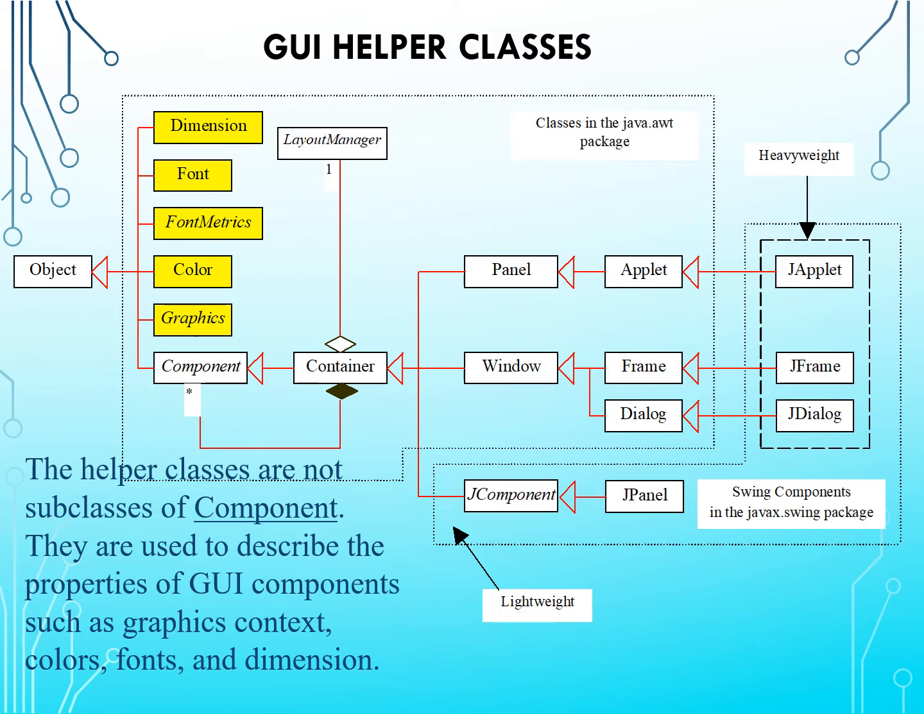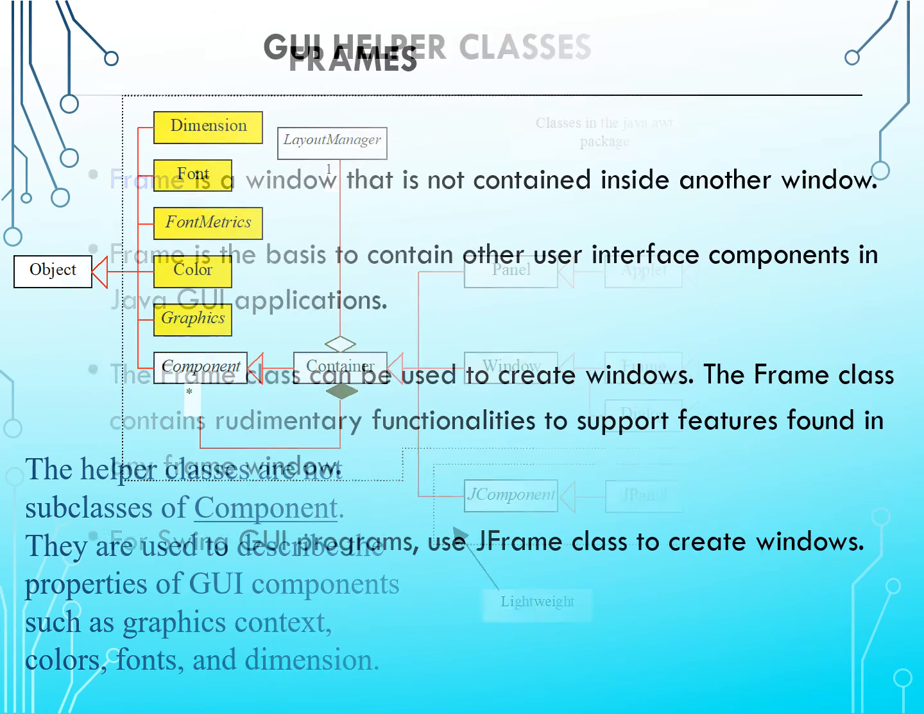Alright, and then we have the helper classes. Helper classes are the other classes other than the ones that we have explained just now. They are not subclasses of the components. It does not fall under components; it belongs at the same level as the component. They are used to describe the properties. You might realize this when you use NetBeans, when you right click and then you can see the properties. Those are all related to the helper classes.